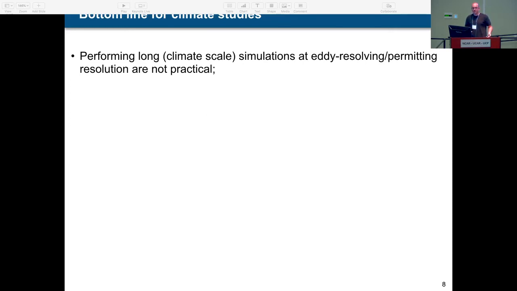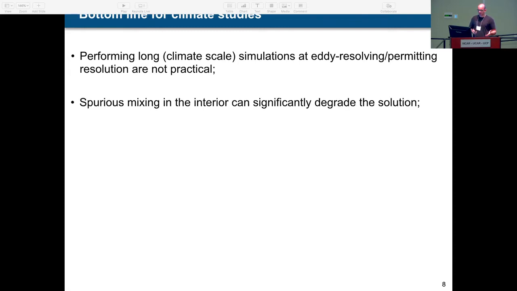So the bottom line is that performing long climate simulations with eddy-resolving or eddy-permitting models is impractical because we need a lot of resolution. Therefore, we tend to use a resolution that requires parametrizations, especially for these long simulations. The spurious mixing in the ocean is a big deal and can significantly degrade the solution. So when we design ocean models for climate simulations, we have to be very careful with that.